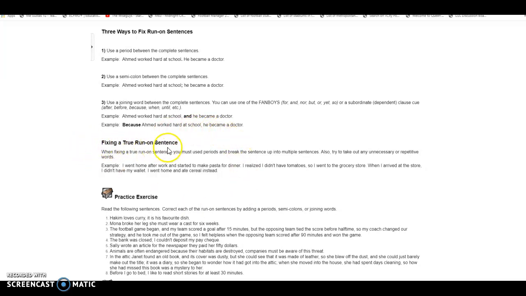If you're going to fix a true run-on sentence, you're not going to be able to use semicolons and joining words very much because it's already too long. You're going to have to use periods.